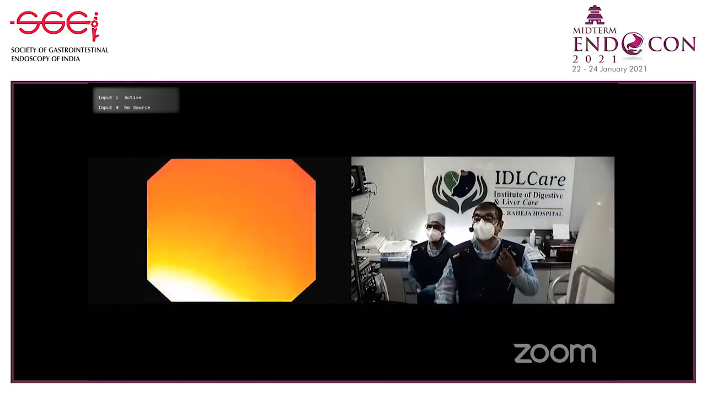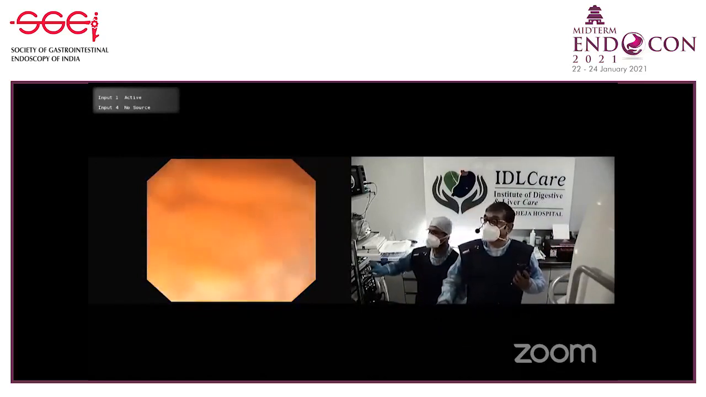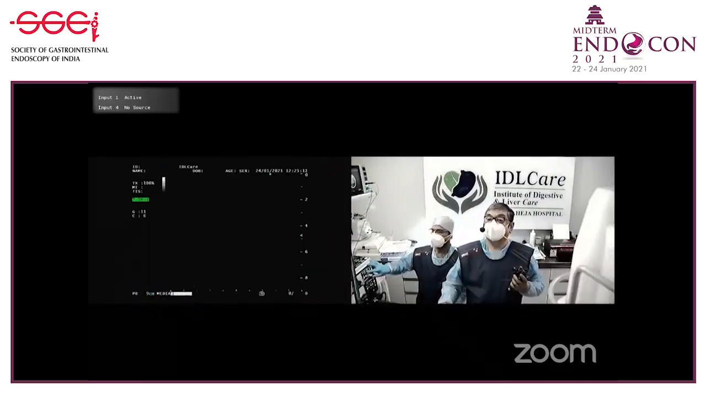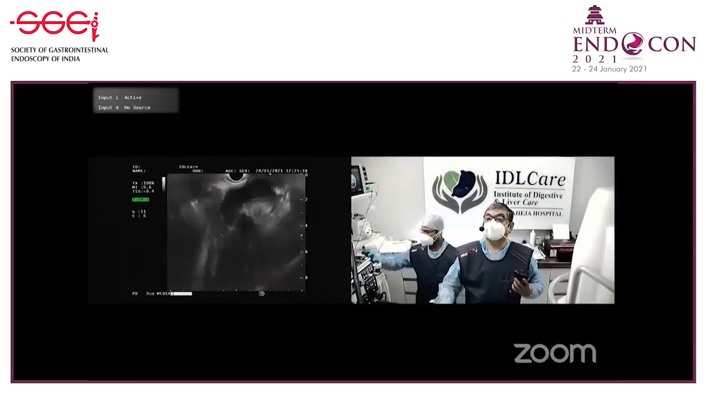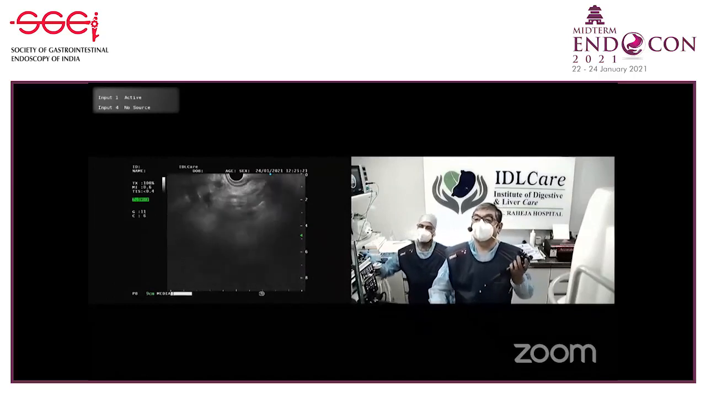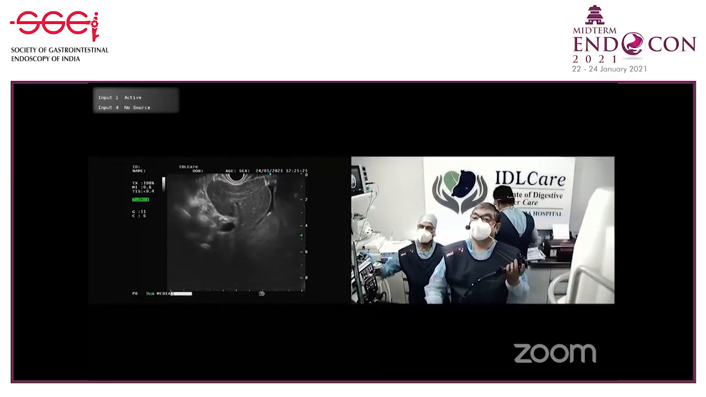EUS, please. Not X-ray, EUS. So this is the heart. We go in. We are seeing the liver now. This is segment 1, middle hepatic vein.